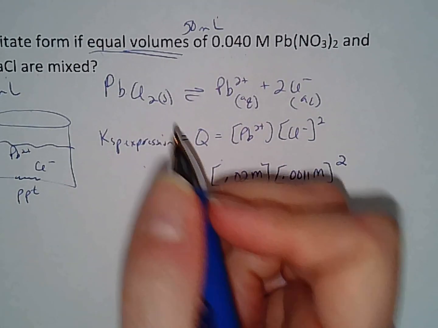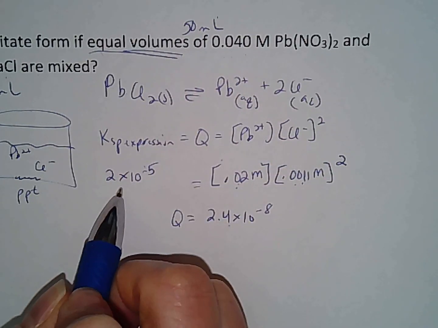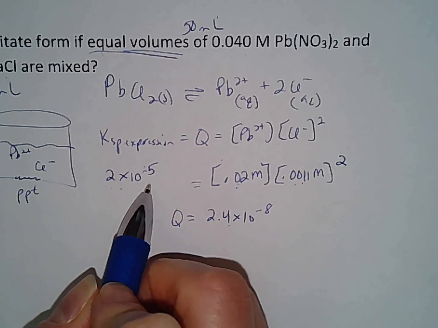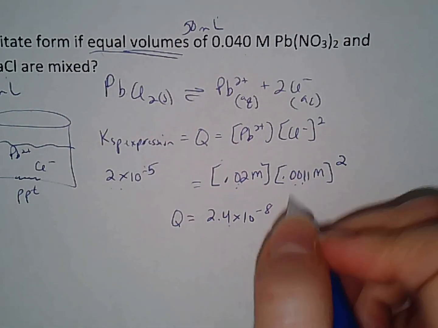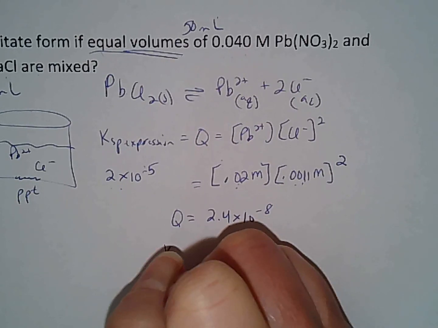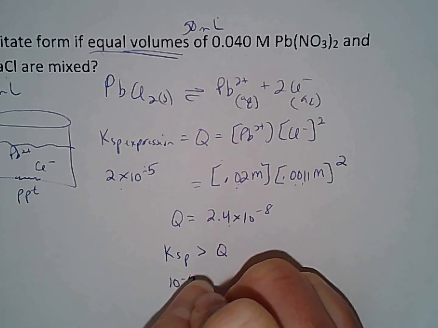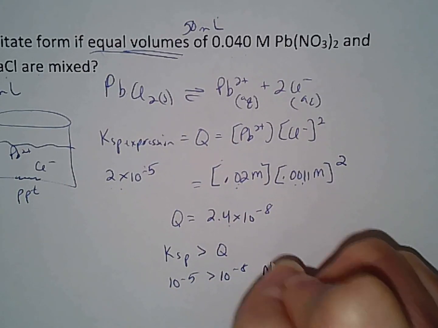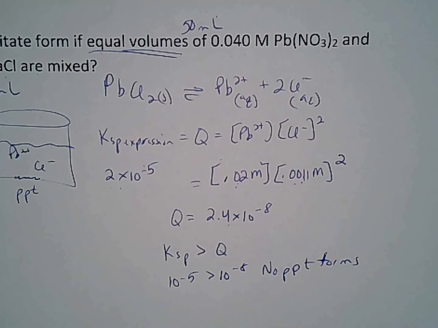And again, I would give this to you in the problem, or the AP would give it to you. We already used it in another part of our notes. So 2 times 10 to the negative 5th is the Ksp value for lead(II) chloride. So obviously my Ksp is greater than my Q. It's 10 to the negative 5th versus 10 to the negative 8th. Therefore, I would say no precipitate forms. So you're always comparing back to the Ksp for this.